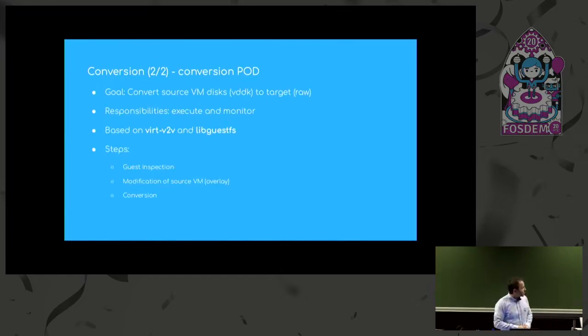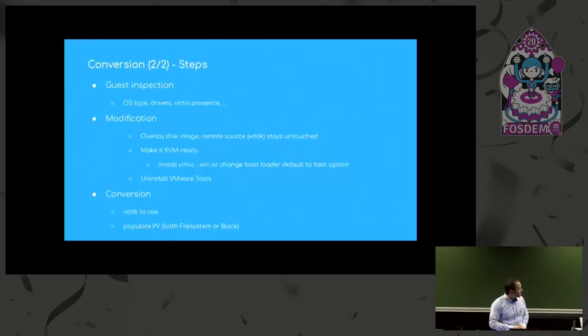The conversion is based on external projects, VirtV2V and libguestfs, and is basically a three-step process. First of all, the source virtual machine disks need to be inspected. What kind of operating system is there? What kind of drivers are there? Is VirtIO present? Then perform the modification.